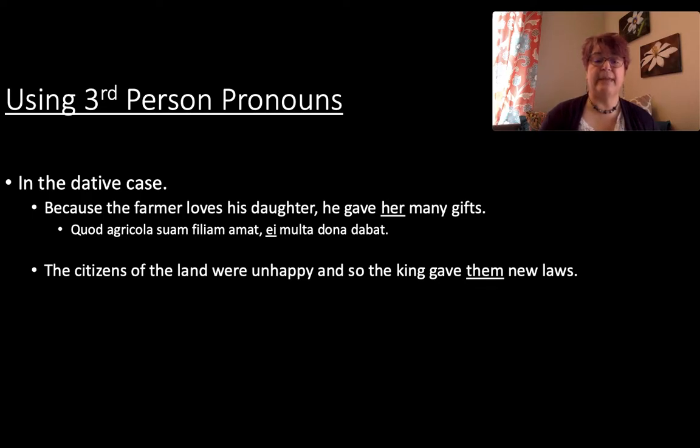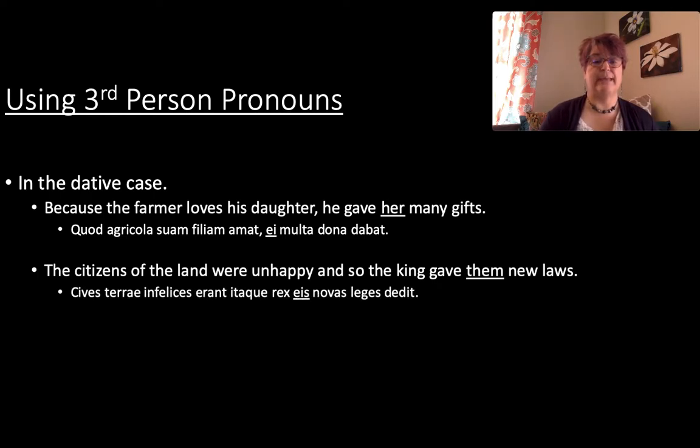The citizens of the land were unhappy, and so the king gave them new laws. Them is the indirect object of its part of the sentence. So when I write them into Latin, it has to be in the dative case. What's its antecedent? Of course, its antecedent is citizens. Citizens is plural, and the noun citizen in Latin is masculine. So when I write my dative form for them, I will need to write the masculine dative plural form.